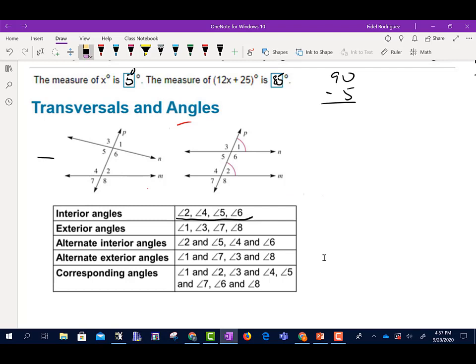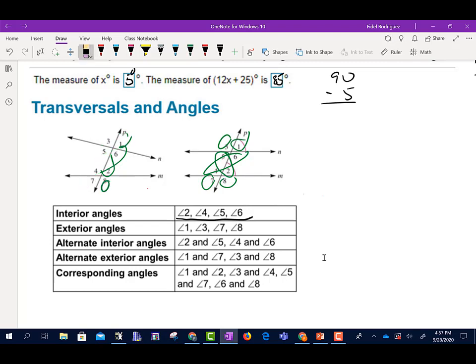Okay. Then we have alternate interior angles. Alternate interior means they're going to be on the inside, opposite sides of each other. 2 and 5, 4 and 6. They come in pairs, okay? Alternate exterior, 1 and 7, 3 and 8, right?